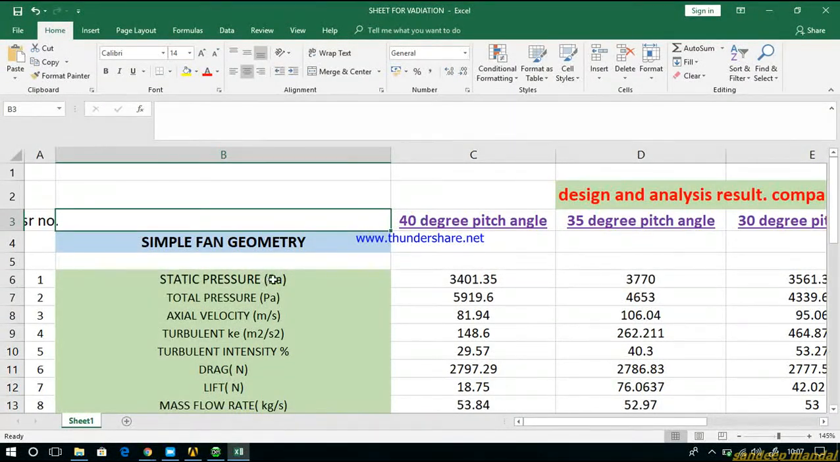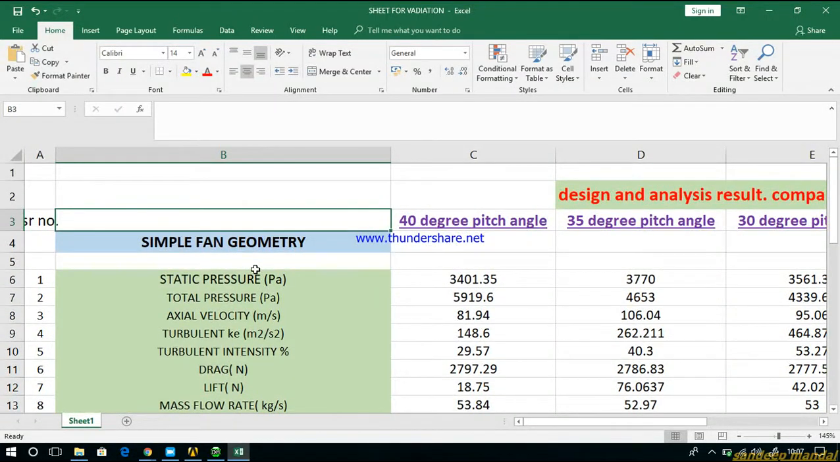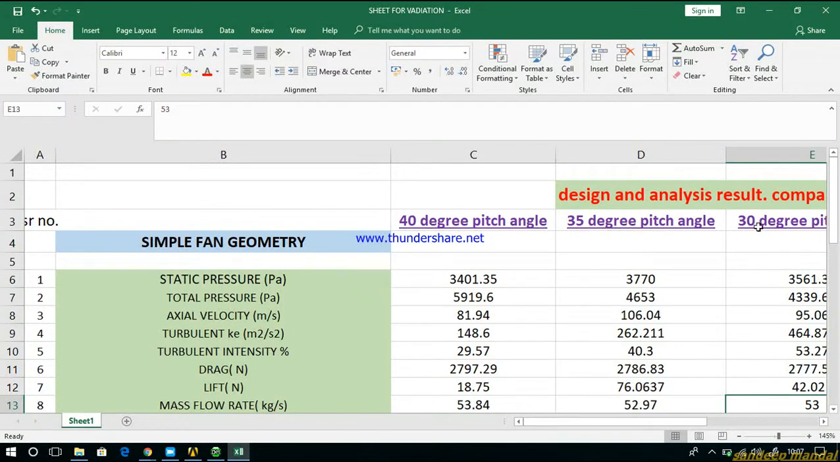I have analyzed all the geometry I have created, and depending upon that I have created one excel sheet so that the comparison for the blade analysis should be easy for me. So this is static pressure, total pressure, axial velocity, turbulence intensity, drag and lift force on the fan, and mass flow rate. You can see it is approximately the same for all three. It is 40 degree pitch angle, 35 degree pitch angle and 30 degree pitch angle. As you go on decreasing the pitch angle, here you see the turbulent intensity percentage is increasing and turbulence is also increasing.